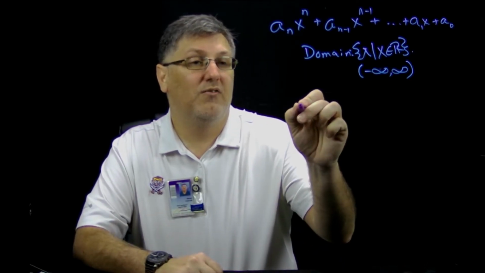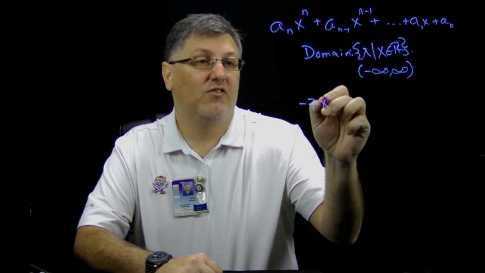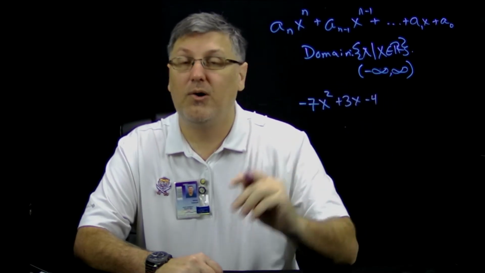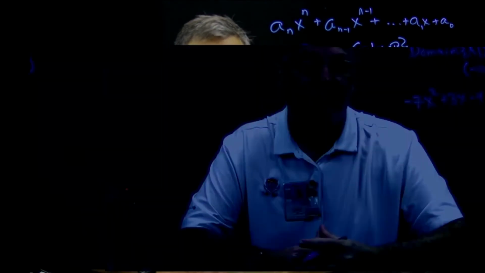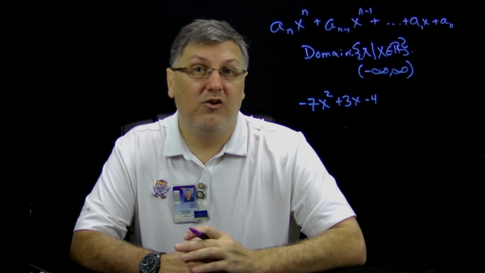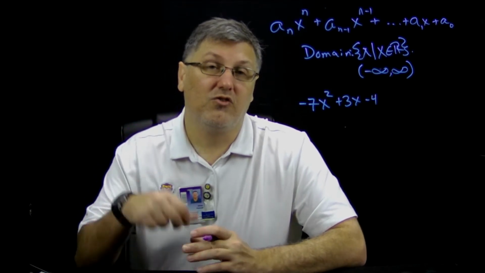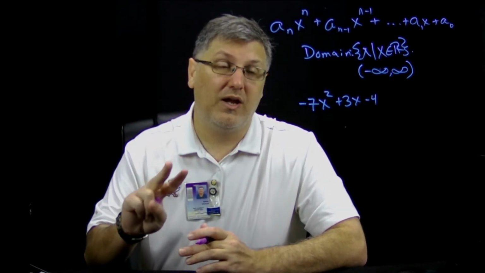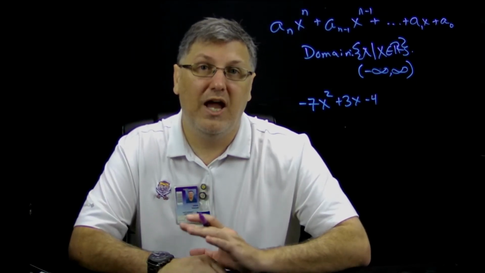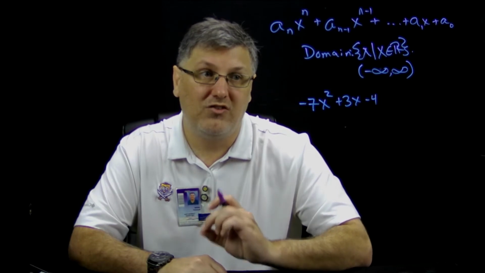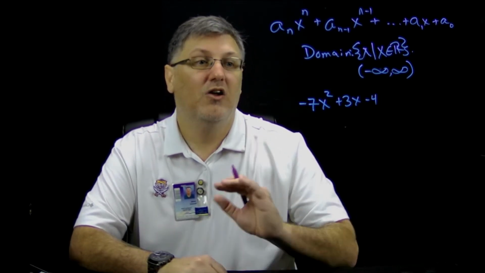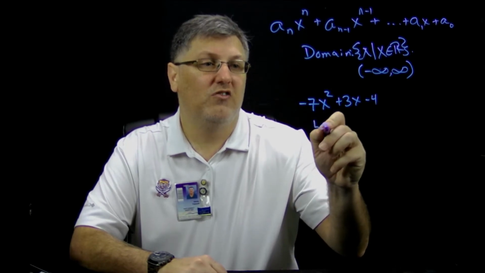So say we have negative 7x squared plus 3x minus 4. This is a polynomial. In fact, it's a quadratic that you're familiar with seeing. Now, I'm using this to find the degree of the polynomial and the leading coefficient because those are the two things you're going to need to figure out the end behavior. My leading coefficient is always the number and sign in front of the x with the highest exponent.